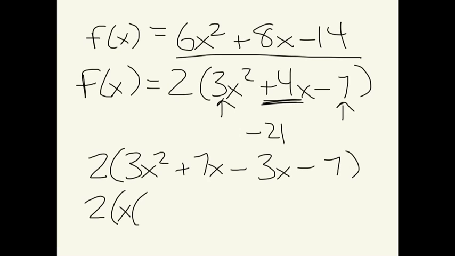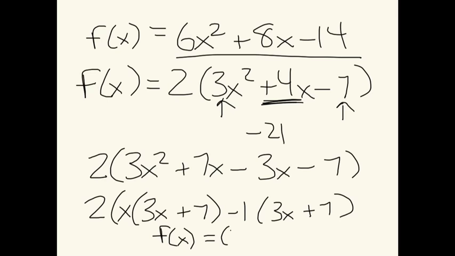You can take an x out of the first one, so it's going to be x times 3x plus 7, and you can take a negative 1 out of the next one, which is going to be 3x plus 7. And that's f of x, of course. And so you're left with 2 and then 3x plus 7, x minus 1, which is exactly what we got the first time around.